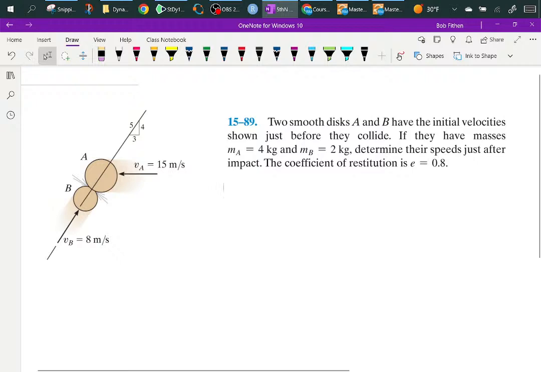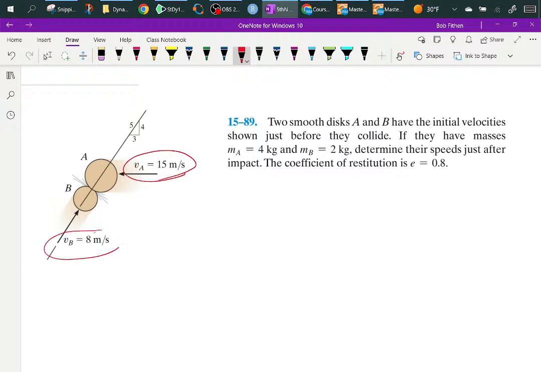So two disks have collided with the initial velocities 15 and 8. If they have a mass of 4, so this will be your 4, and this will be 2, and the coefficient of restitution of 8. You want to know their speed just after they impact.